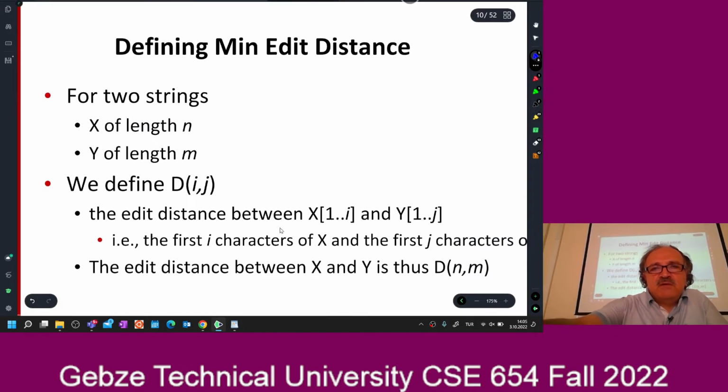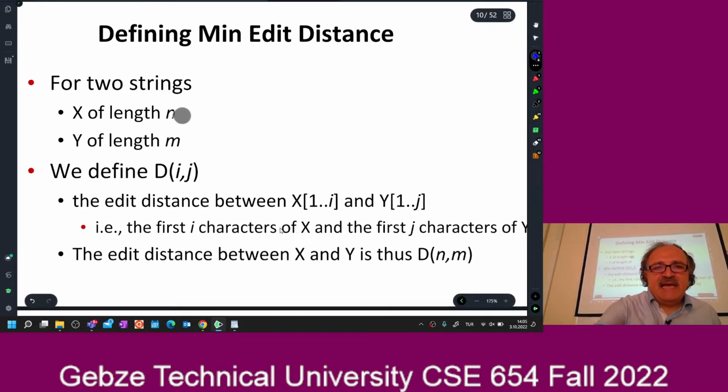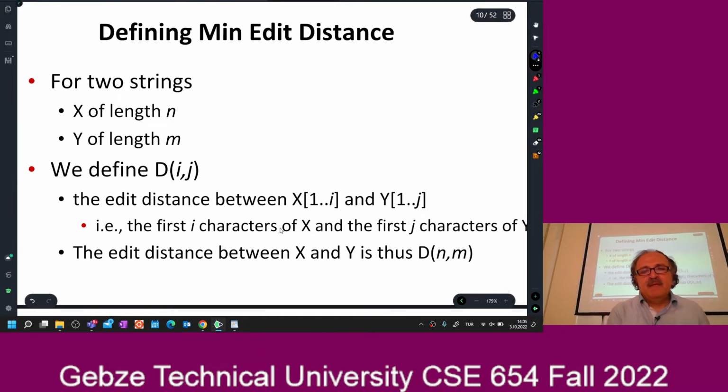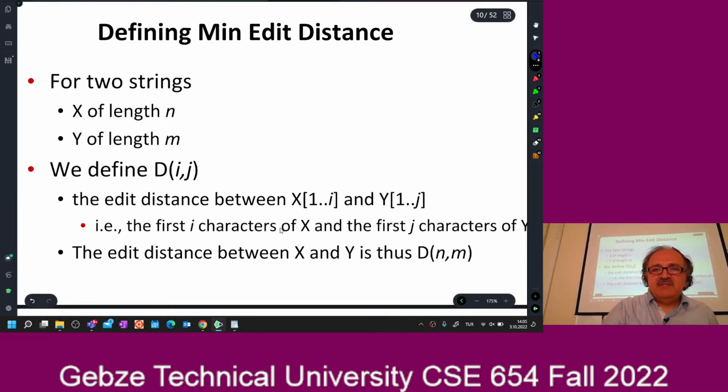Okay. So we are going to give you this algorithm. This is called the minimum edit distance algorithm. We have two strings, one of size n, the other one of size m, and we have a two-dimensional table, D[i][j]. Each element of this table keeps the distance between this string and this string. Remember what I said? X has a length of n, Y has a length of m.